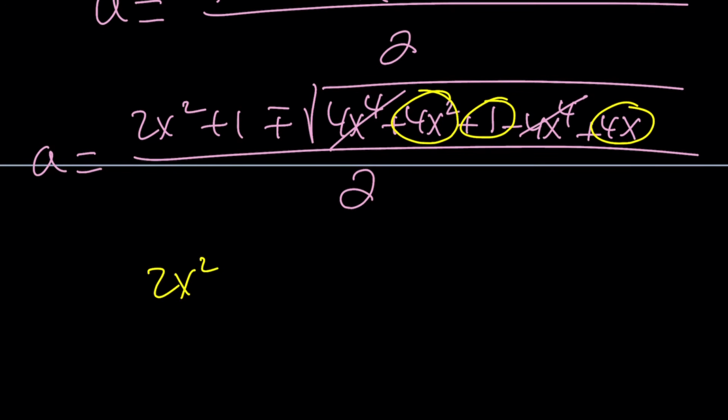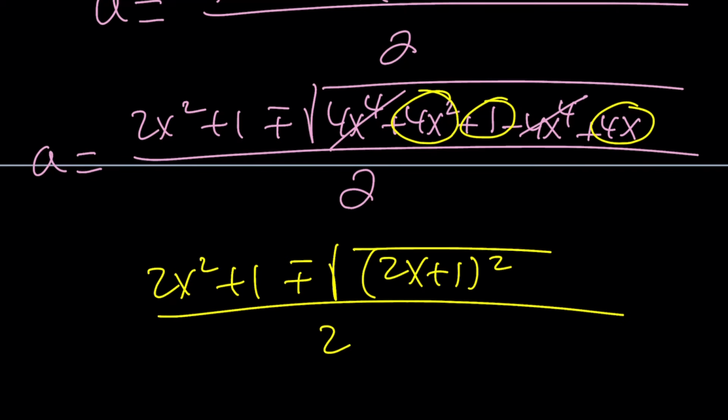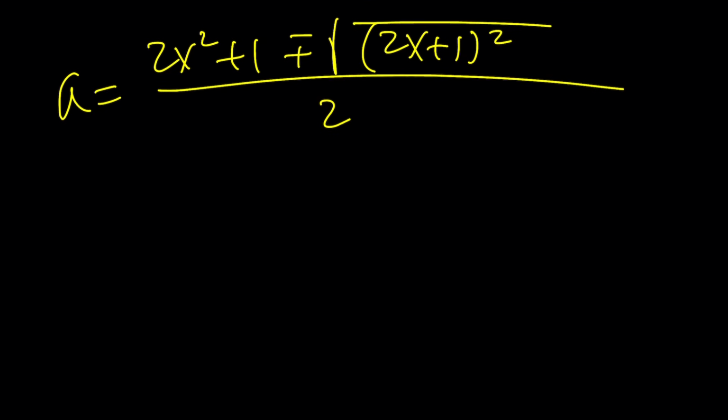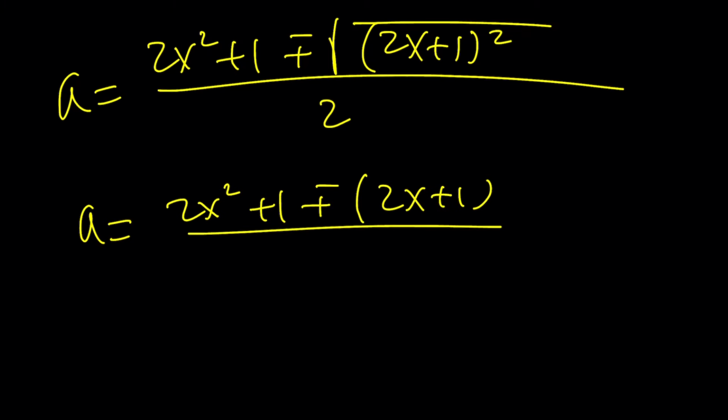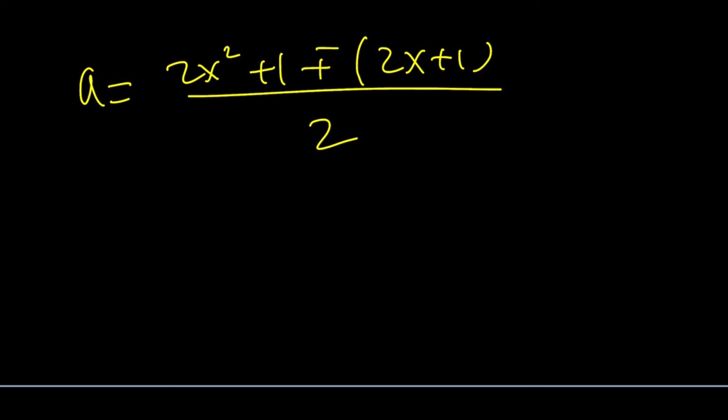I can write it as 2x plus 1 quantity squared inside the radical. And when you take it out, it's going to come out nicely like this. With the plus minus sign, this is going to become 2x plus 1. And now from here, I can solve for a in terms of x. It's kind of weird, right? We do the opposite, but don't worry, we'll reverse it.